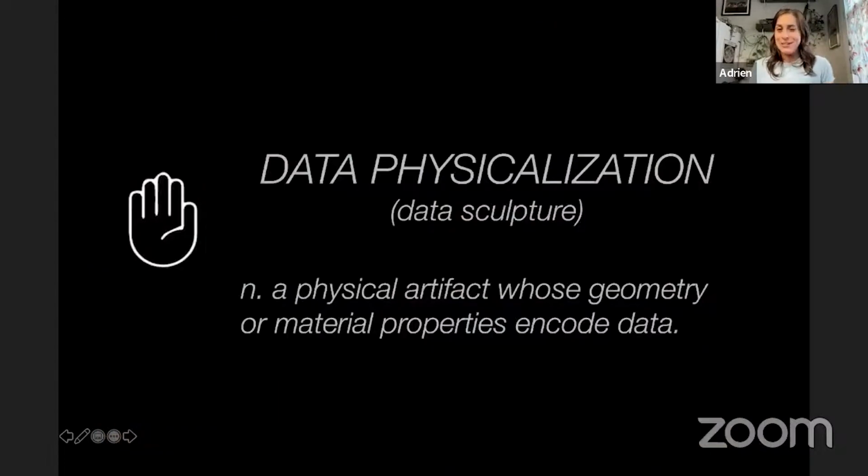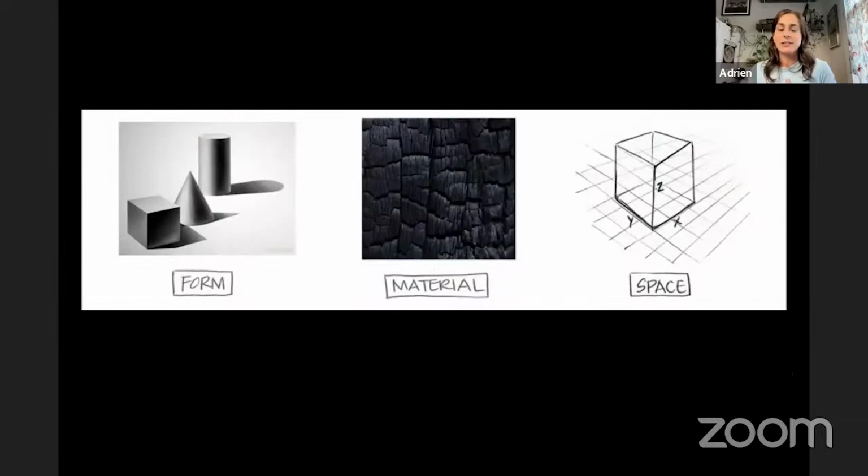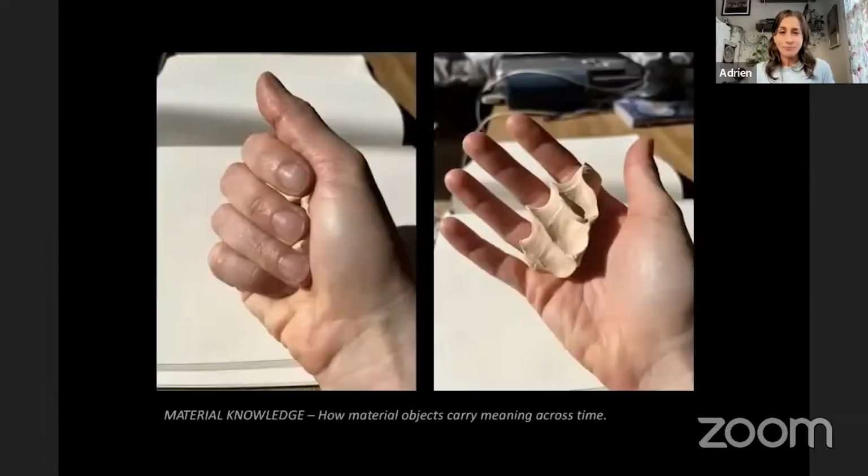Just to cover data physicalization, because it's sort of a strange term, also known as data sculpture. It is a physical artifact whose geometry or material properties are encoded with data. Many of you are probably familiar with the variables for visual encoding: shape, size, value, texture, color, orientation, and 2D position. And for sculpture, we now can layer in material and form, which are really the heart of sculpture and my interest in creating art.